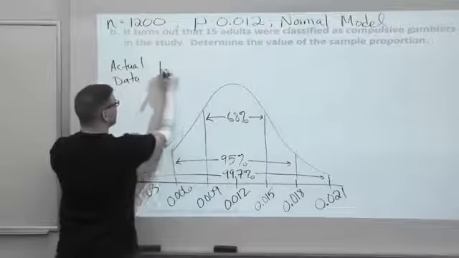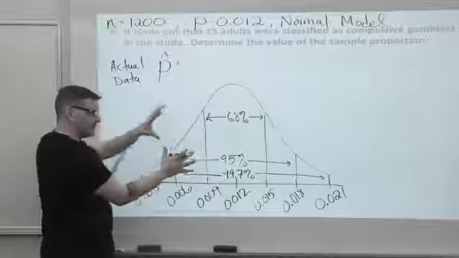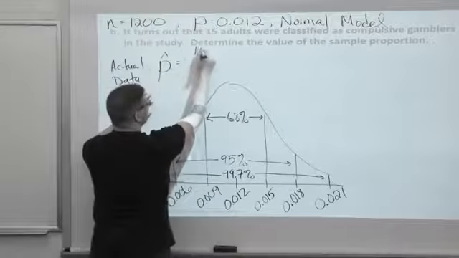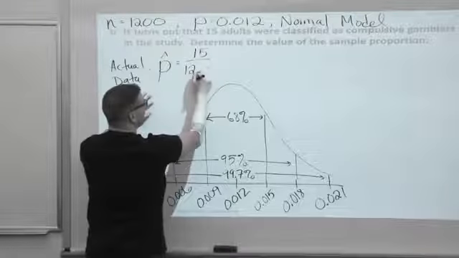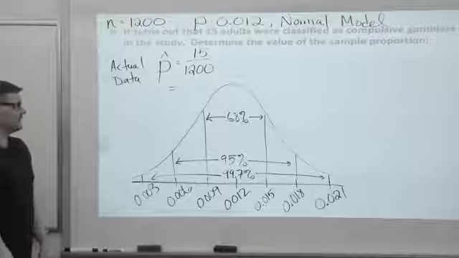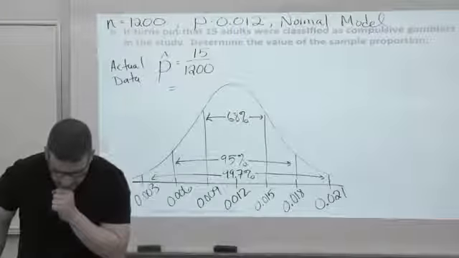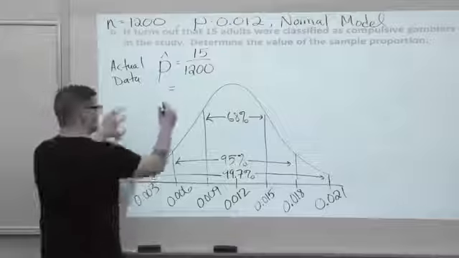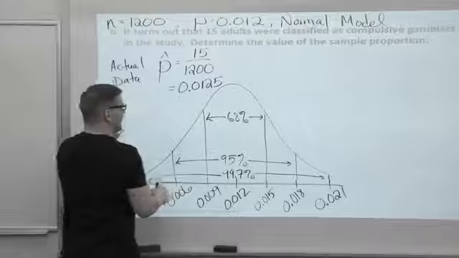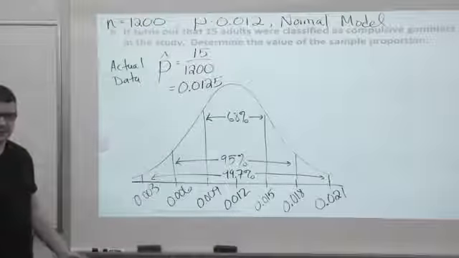Actual data, p-hat. Okay, this is p-hat. This is the p-hat model, the theoretical model. This is the actual p-hat. 15 compulsive gamblers, 1,200 adults. 15 out of 1,200 is, I don't know what, but I wrote it down. 0.0125. It's about 1.25% is what that is.